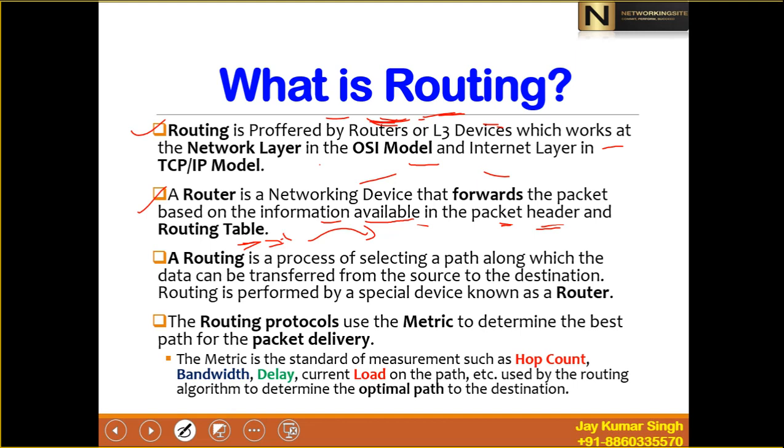If the information is available, the router will forward the packet. If the information is not available, the router will drop the packet.